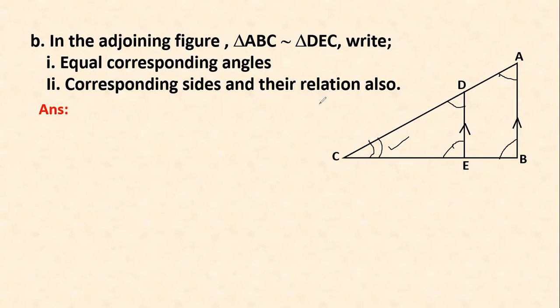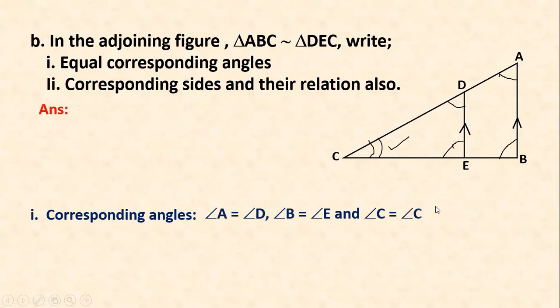Yes. So what are the corresponding angles? Look here. Corresponding angles are angle A equals angle D, angle B equals angle E, and angle C equals angle C. Any confusion? No, sir. Now come to corresponding sides.